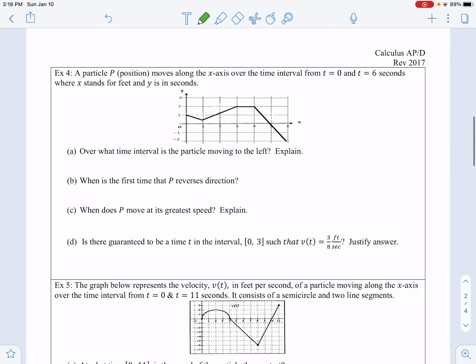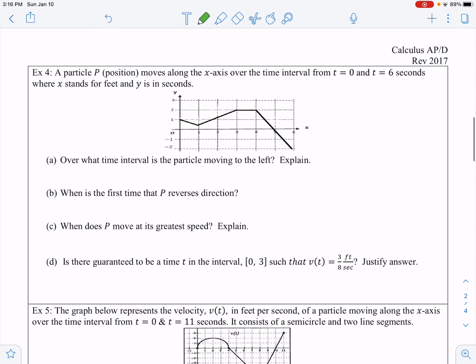All right. This is kind of interesting. This one, it tells you it's a particle movement. It's position, not velocity, okay? So when is it moving to the left? You have to look at the slope. You have a negative slope from 0 to 1 and from 4 to 6. Negative slope, okay? When does it reverse directions? When it changes from negative slope to positive slope, so that would be x equals 1.